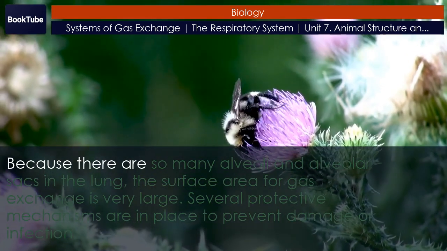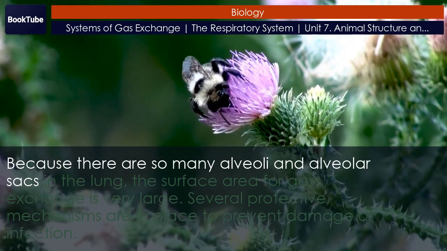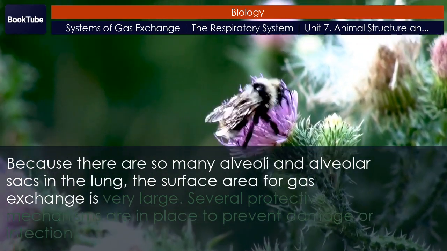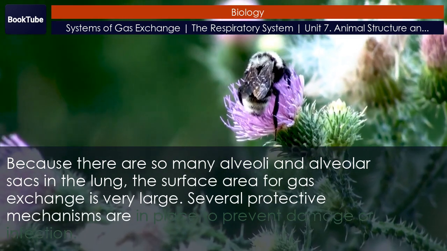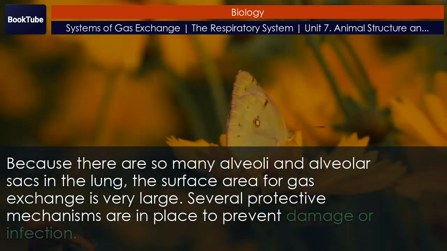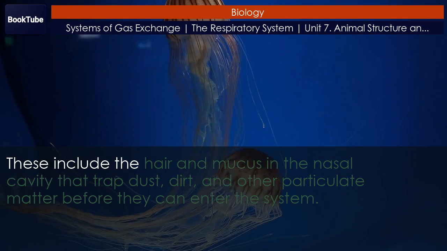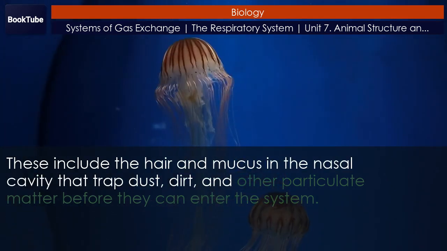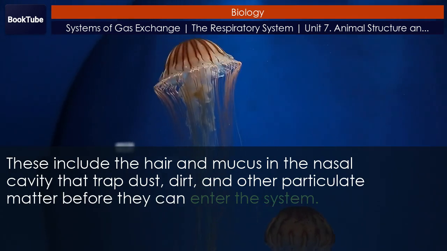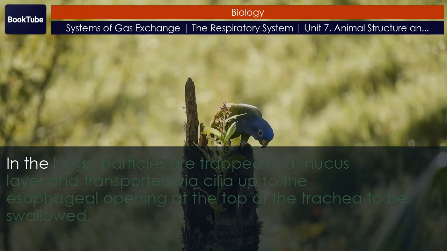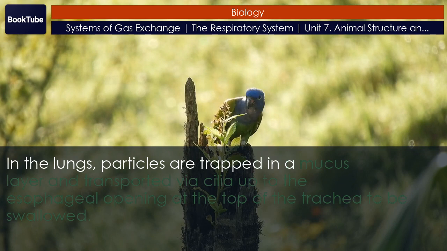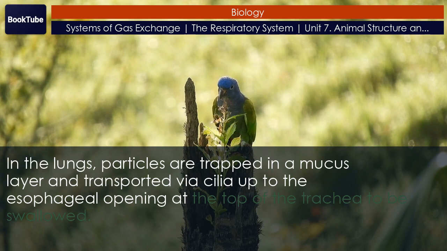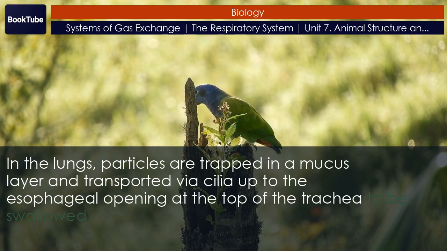Because there are so many alveoli and alveolar sacs in the lung, the surface area for gas exchange is very large. Several protective mechanisms are in place to prevent damage or infection. These include the hair and mucus in the nasal cavity that trap dust, dirt, and other particulate matter before they can enter the system. In the lungs, particles are trapped in a mucus layer and transported via cilia up to the esophageal opening at the top of the trachea to be swallowed.